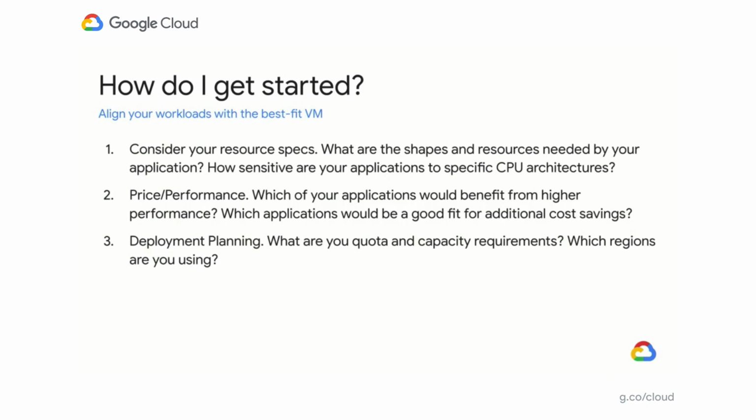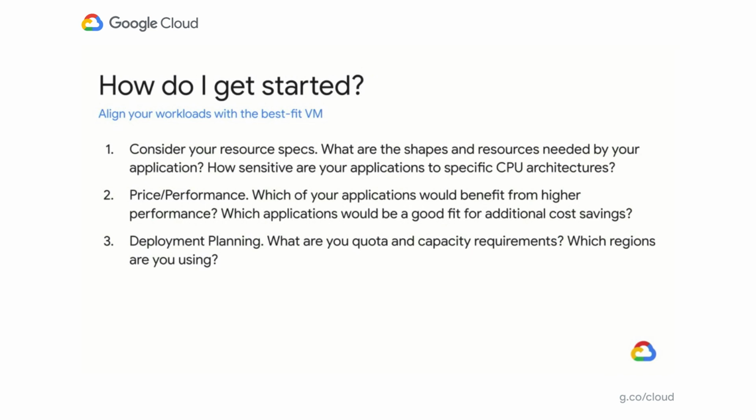After you've thought about that, we would recommend that you start thinking about price performance. Which of your applications would benefit from higher performance? Which of your applications are highly interactive, where you need the shortest runtime and the best latency, for example? That would be one category of applications that would benefit from our highest performant compute instances, like compute optimized VMs. On the other side, what are the applications that would be a great fit for additional cost savings? Over there, we would recommend that you look at VM types like E2 VMs, for example, that can give you a lot of cost savings.